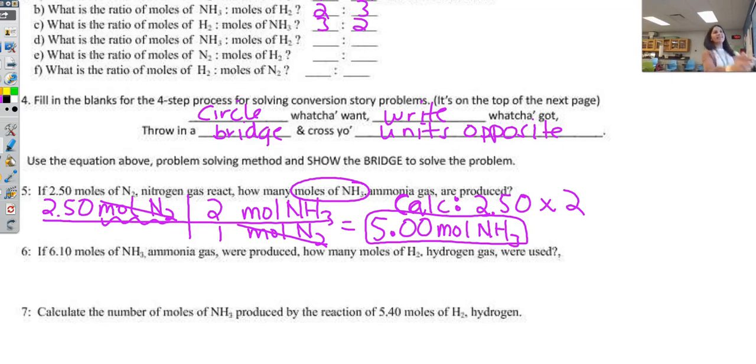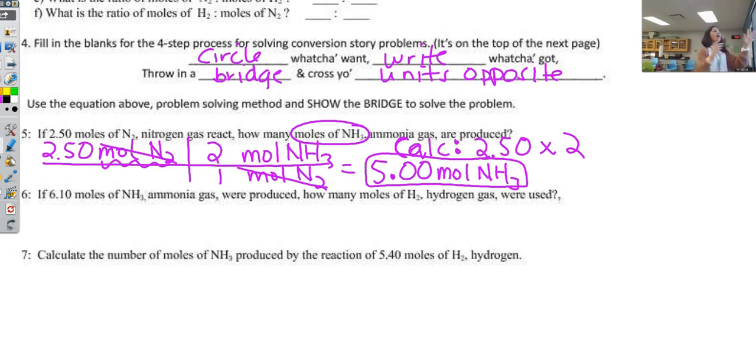So it says 6.1 moles, and so on. Circle what you want. We know what we're looking for is moles of H2. Write what you've got, 6.10 moles of NH3. If you don't write this down, you are going to possibly just be guessing, okay? We don't want you to be guessing.